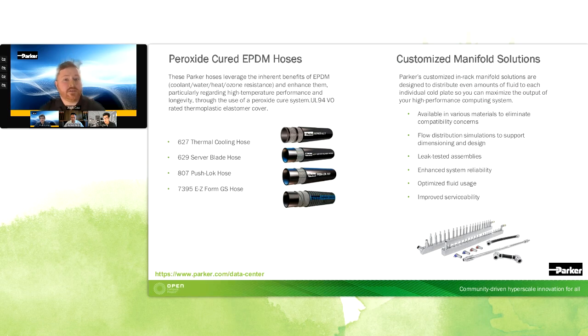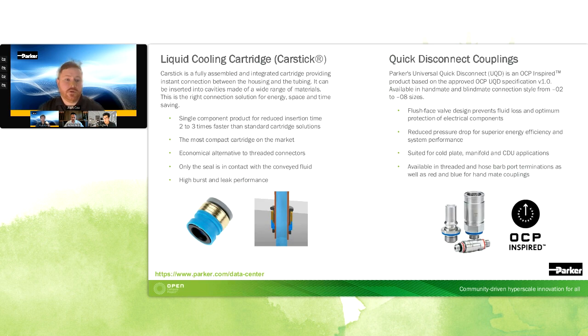We also offer custom manifold solutions that we have on the right side there. These are high-efficiency manifold solutions that are fully customizable for your specific application. Then we're going to move over to our liquid cooling cartridge from our Carstick line, a fully integrated connection point that can be inserted into your cavities, including your cold plates. And on the right-hand side, you have an OCP-designed quick disconnect coupling from Parker as well. It is an OCP-inspired design, specifically designed to reduce pressure drop and deliver superior energy efficiency within your system.